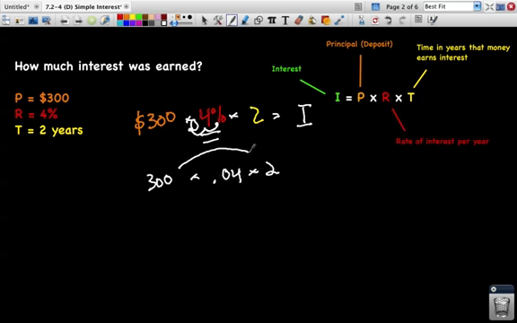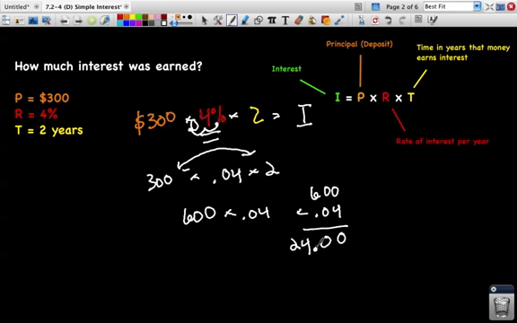Okay, the first thing I'm going to do is multiply 300 by 2. I can multiply in any order I want, right? It's based on the commutative property. So I'm going to multiply 300 by 2 because I can do that in my head. I know that that's 600. So now I have 600 times 0.04. Okay, and so let's just do that multiplication real quick, and then we're going to have our final answer. All right, and I'm all done.